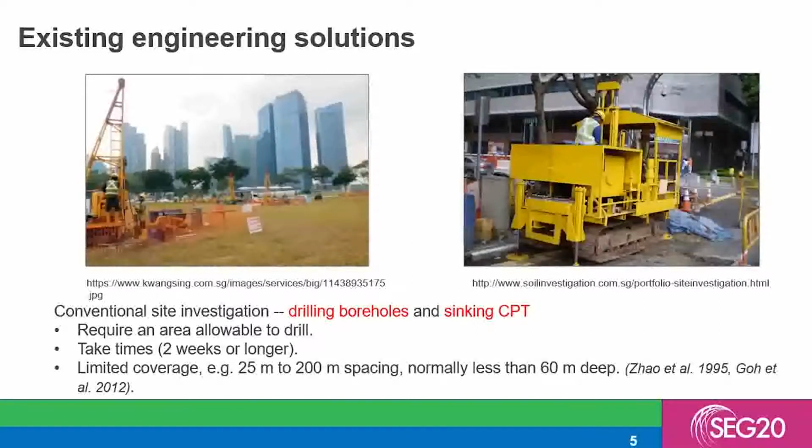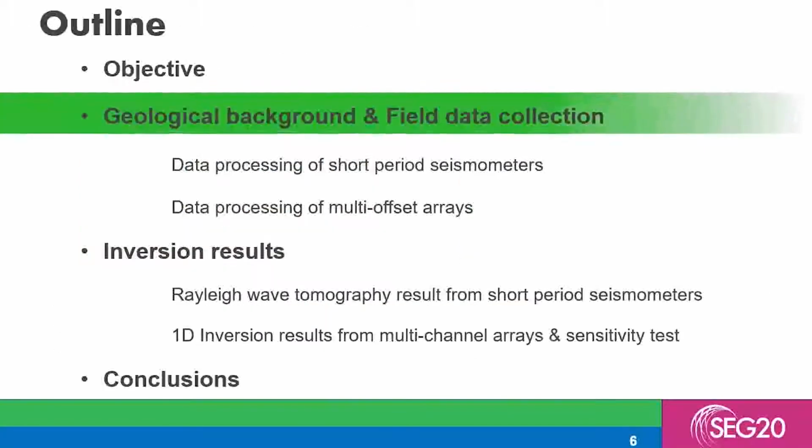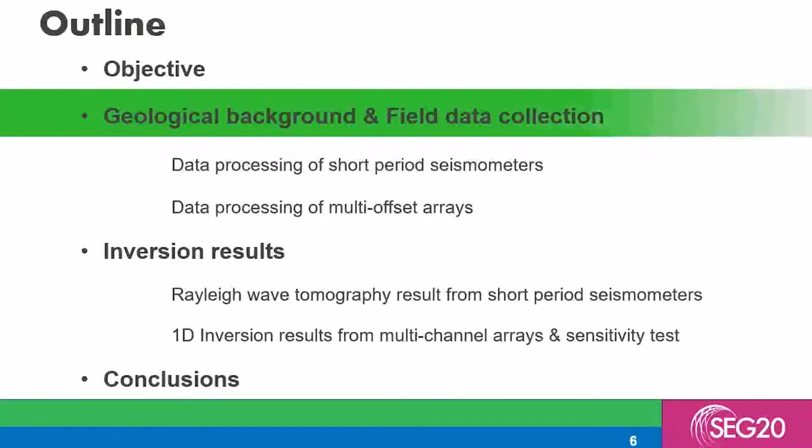That is why people have started to pay more attention to geophysical methods nowadays, which are fast, cheap, and can provide information for the whole area. So we want to use ambient noise imaging based on seismic interferometry to construct the velocity map of Singapore. It would be non-destructive and can provide us information on the whole island. In the next part, I will introduce the geological background and field data collection.